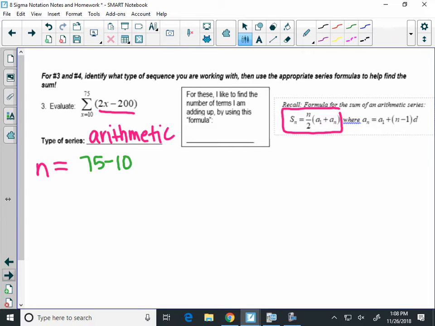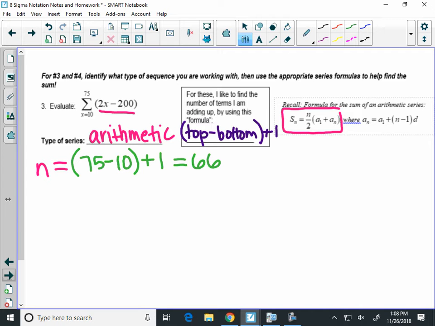In this box, here's how we find n. Top index minus bottom plus 1. That will give you what your n should be. So Rachel was on the right track. I do take 75 minus 10, but then I have to add 1 to it. That gives me the number of terms. So how many numbers am I adding up here? 66. All right, that's good. I know I'm going to be adding up 66 terms.